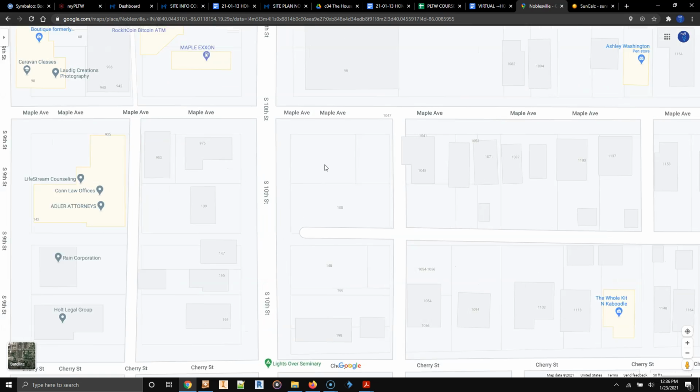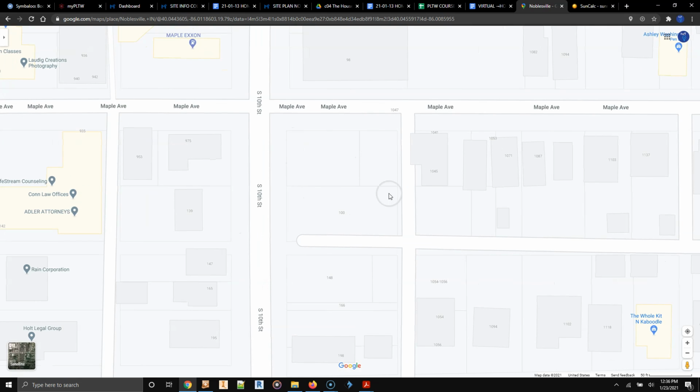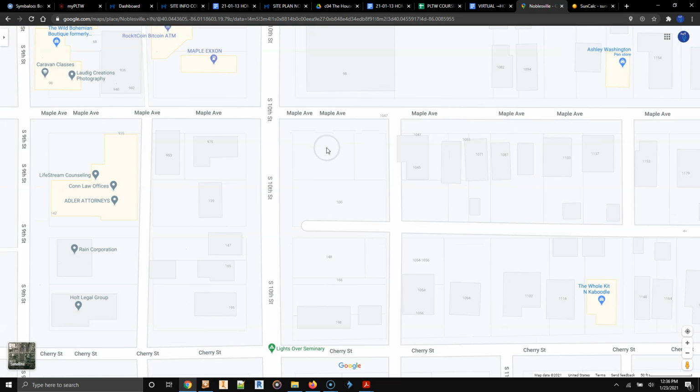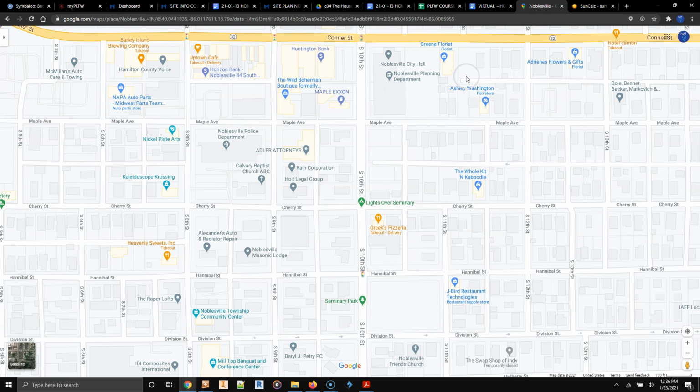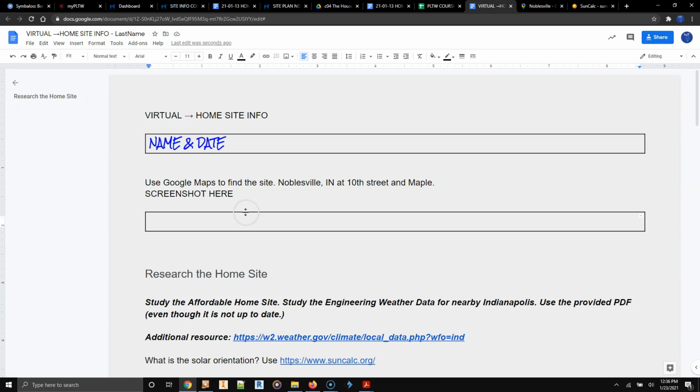All right, so this is our lot right here. This is where you're going to be building. This is where we're going to put the site, okay? So you're going to get a screenshot of this area here to show me that you know how to find it, okay? So you're going to get that, drop it into your sheet here.